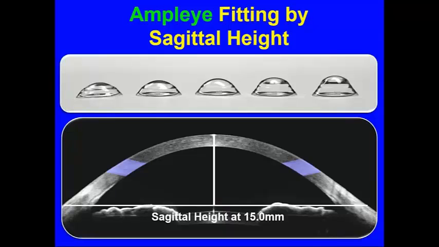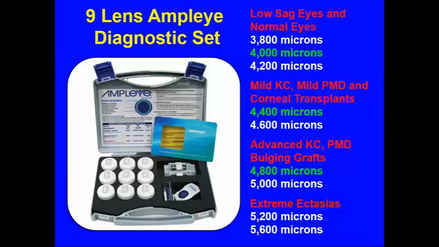The fitting of the Ampleye design is really done by sagittal depth. Here we see a beautiful image of 5 different sagittal depth Ampleye lenses, and you can see that the height of these lenses varies. One can measure the sagittal height at a chord of 15 millimeters if one happens to have an OCT that is capable of doing that, but there are other ways to fit these lenses.